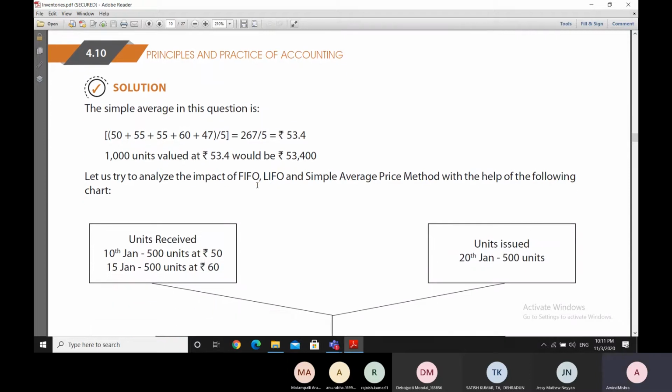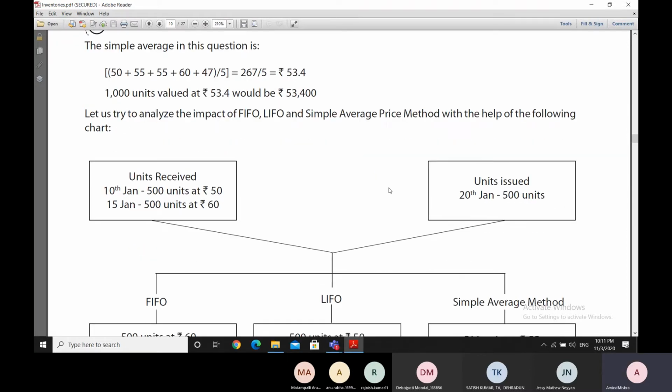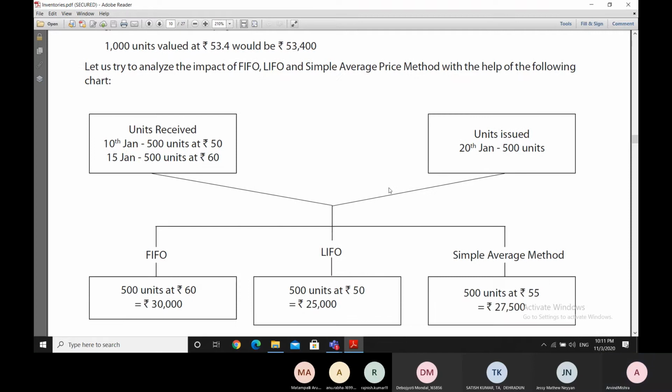Now let us try to analyze the impact of the 3 methods, the FIFO, LIFO and the simple average price method, with the help of the following chart. We have taken one example, and with the help of that example, we have used all the 3 methods to find out the value of the closing stock. Now let us see and analyze the impact of the 3 methods with the help of the following chart.